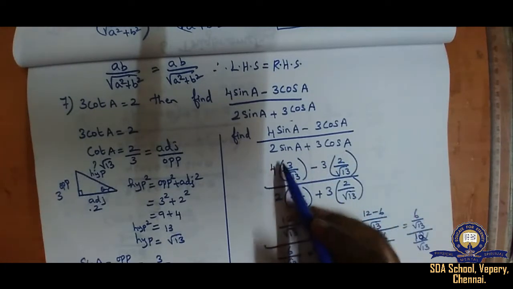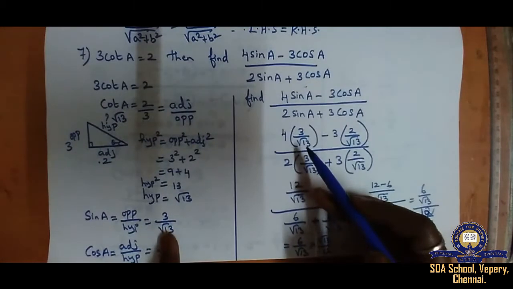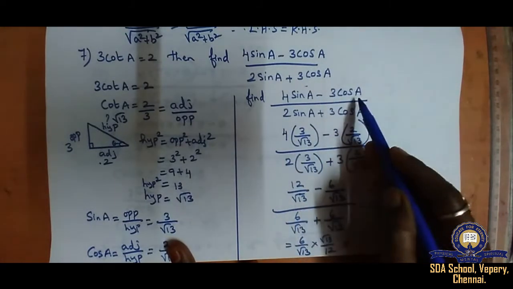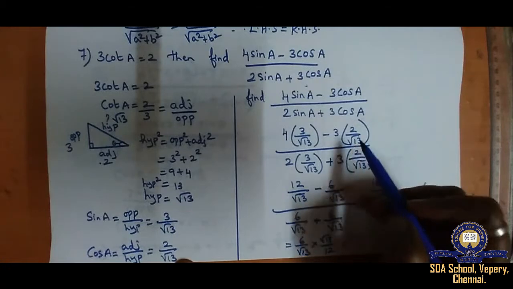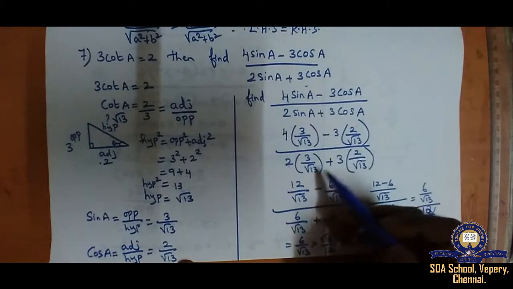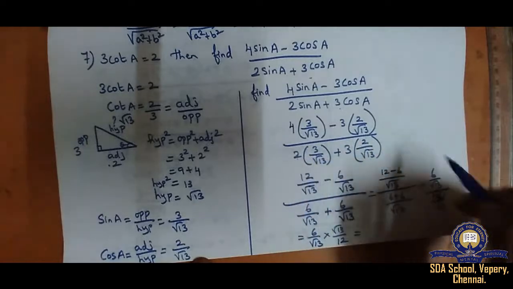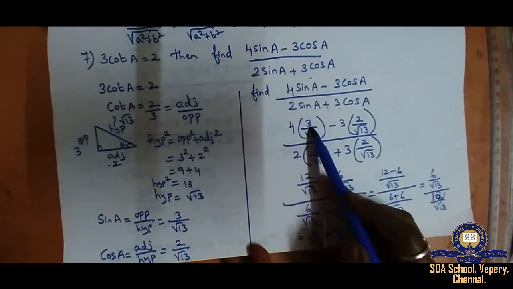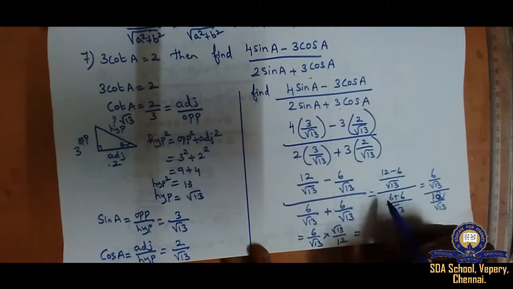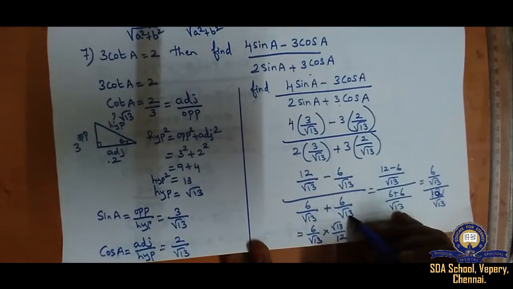4 I have to write as it is. Instead of sin A I should write 3 by root 13, which we have found out here. 3 by root 13 minus 3 as it is. Instead of cos A, 2 by root 13. Then divided by 2 sin A, instead of sin A, 3 by root 13 plus 3 cos A, 2 by root 13. Then we have to do the usual procedure. 4 into 3, 12 by root 13. 3 into 2, 6 by root 13. Whole denominator, 2 3s are 6 by root 13 plus 3 2s are 6 by root 13.